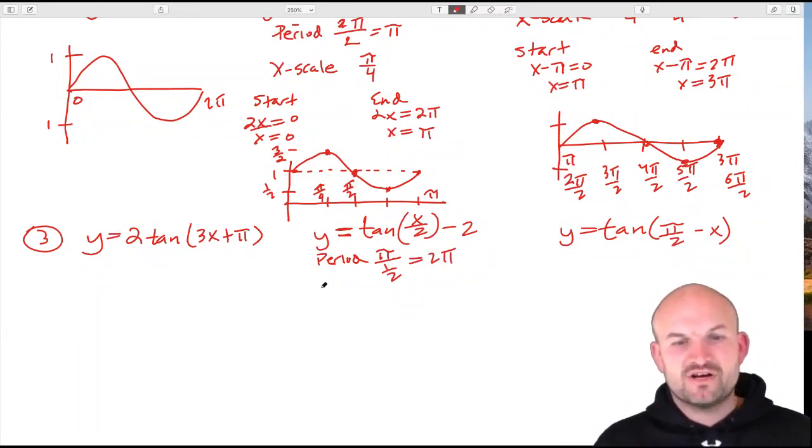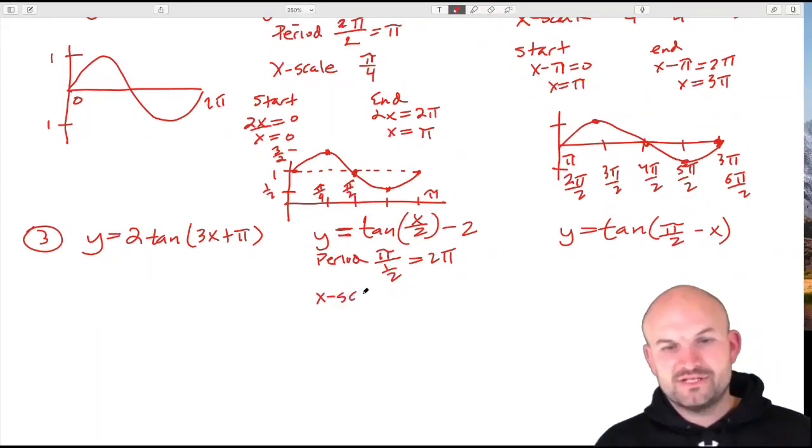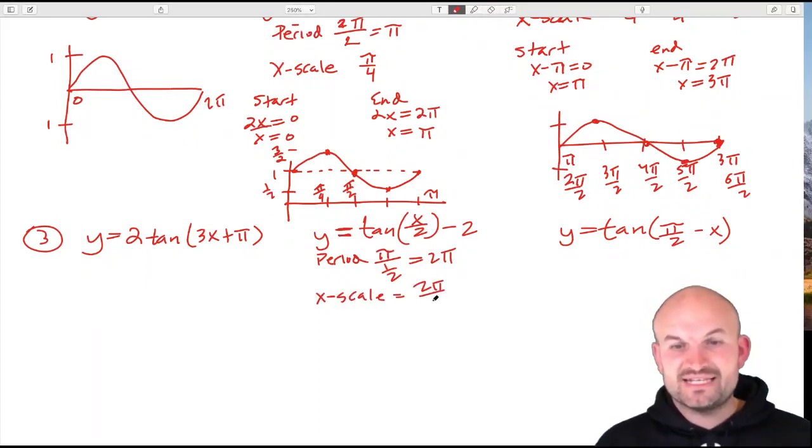As far as my x scale goes, what I like to do here is take whatever my period is, 2 pi, and divide it by 2. So therefore that one equals pi.